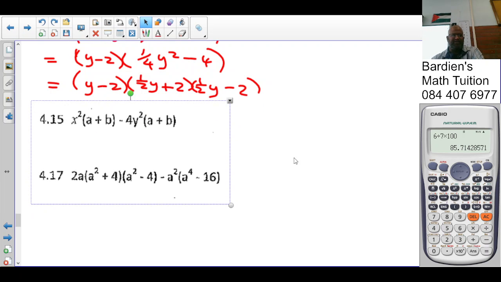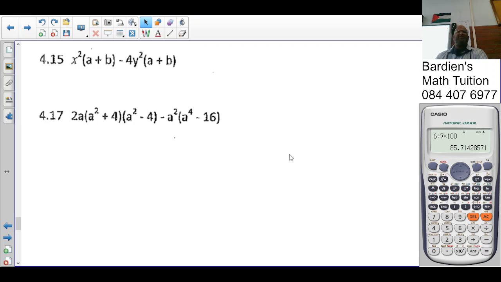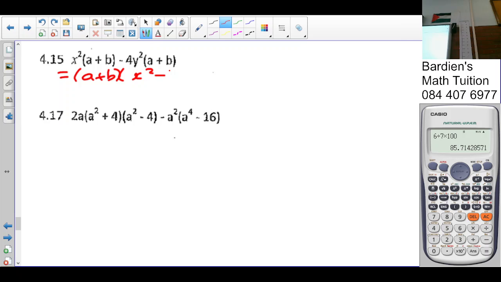Okay, before you leave this, let's wrap this up. Don't forget your homework is going to be the even numbers. So, as you can see, what is common here? A plus b. What are we left with? X squared minus 4y squared. What can happen there? Difference between 2 squares. Difference of 2 squares is x plus 2y.